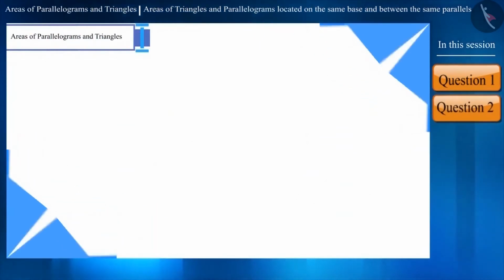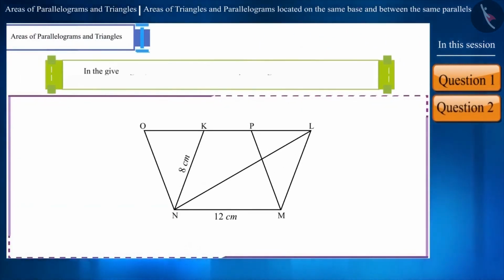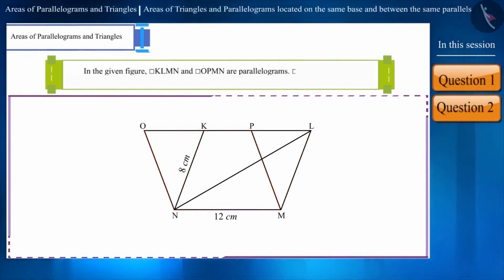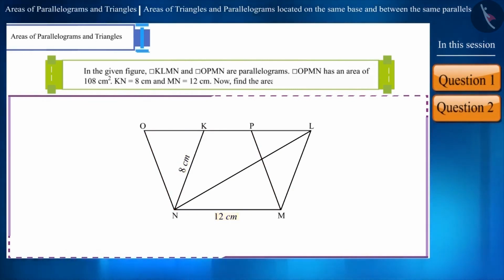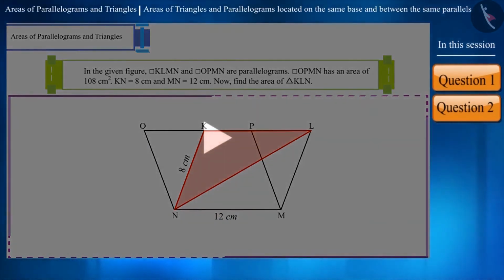Now, let's look at another question. In the given figure, quadrilateral KLMN and quadrilateral OPMN are parallelograms. Quadrilateral OPMN has an area of 108 square centimeter. The length of sides KN and MN is 8 centimeter and 12 centimeter respectively. Find the area of triangle KLN. Pause the video and try to find the answer yourself.